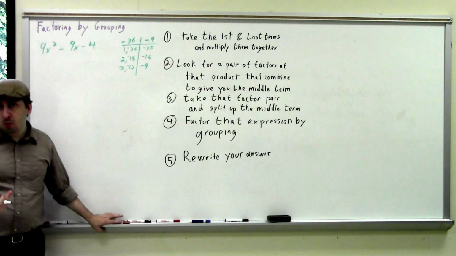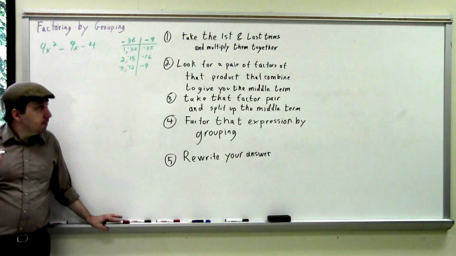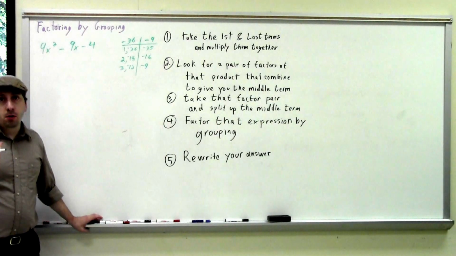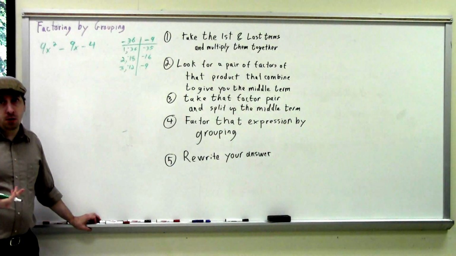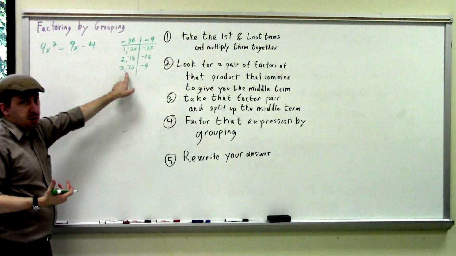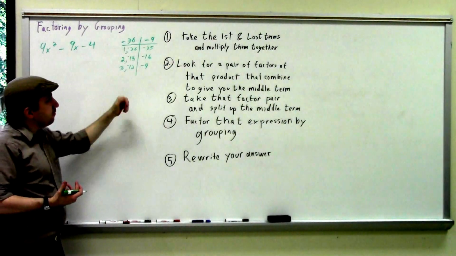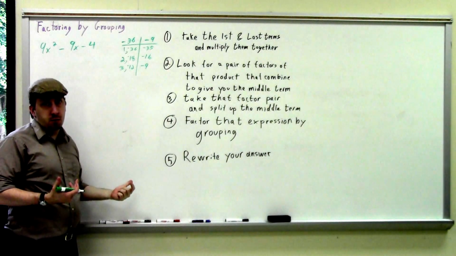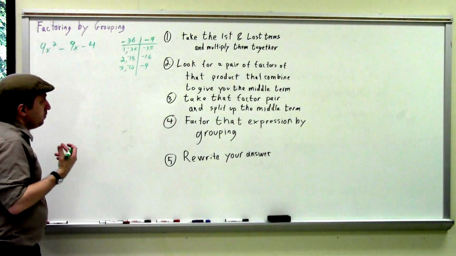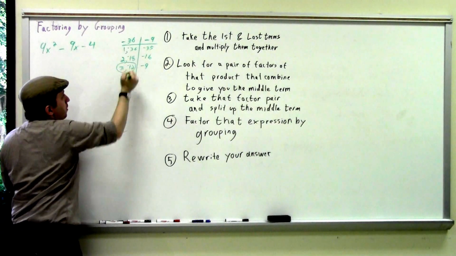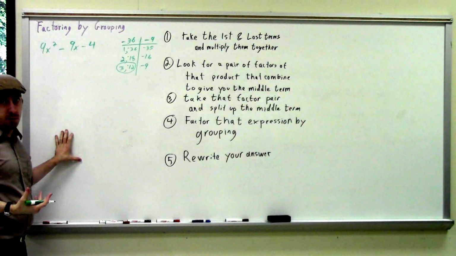Okay? So it's important here which one you let be negative. Because we want a negative result, which means in this case, we want the bigger number to be negative. If we wanted a positive result, we want the smaller number to be negative. So this is our pair of factors. This is what we're going to be rewriting the equation with.